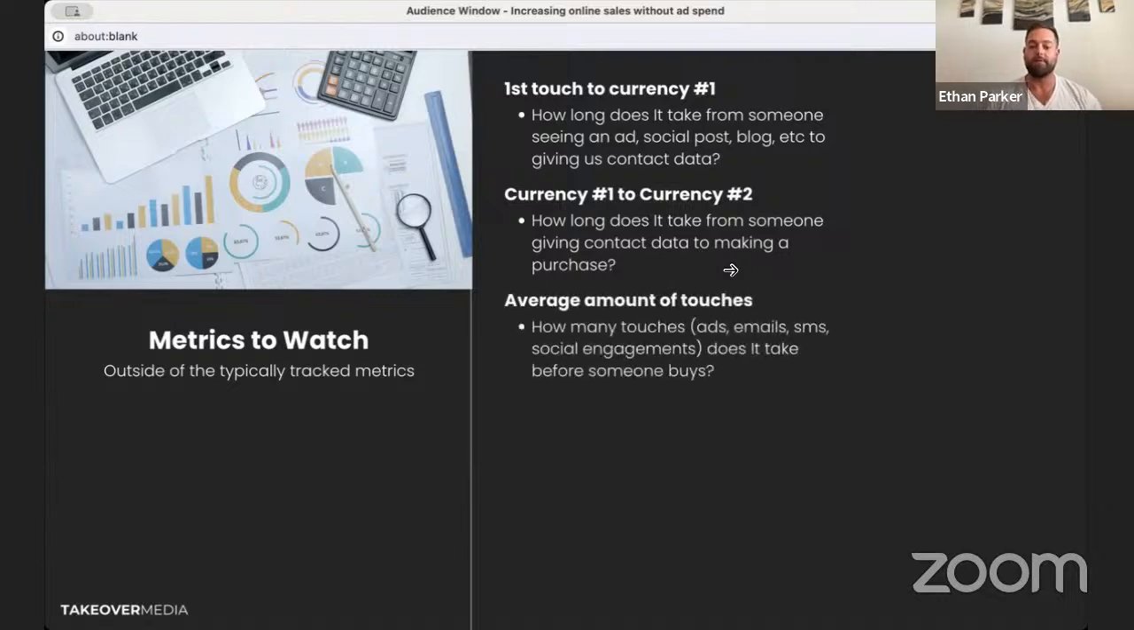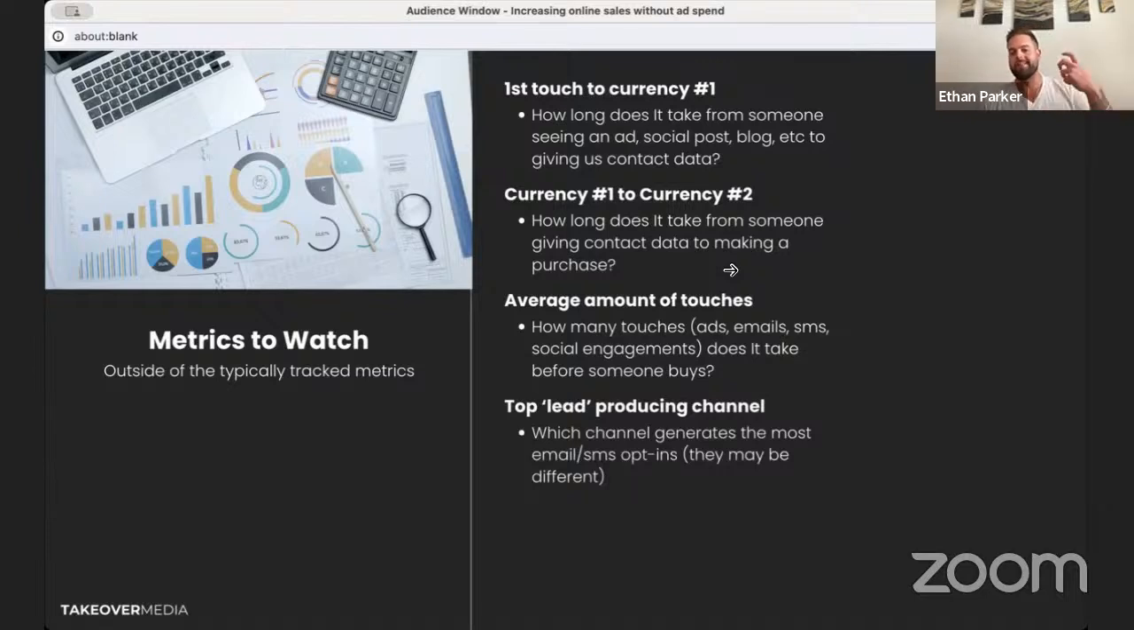And then average amount of touches. So across ads, emails, SMS, social engagements, before someone buys, how long is that process? How many touches is that? And my top lead producing channel. So when I say lead in terms of D2C, that is someone giving you information. They're a lead now. There's a huge impact on nurtured leads, but which channels generate the most email and SMS opt-ins? Again, we're not going to ignore the other ones. We just want to triple down. They may be different for each platform, and then we'll work to get the other ones up after we optimize the most common channels first. So that, combined with the data you're already going to have of typical purchases, will make all the difference in the world.